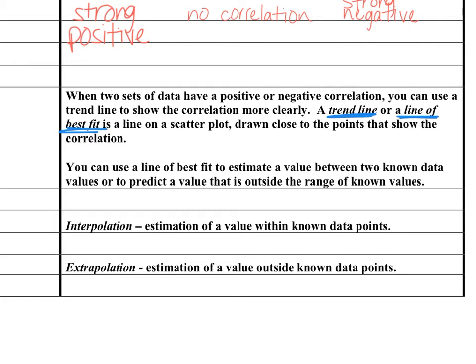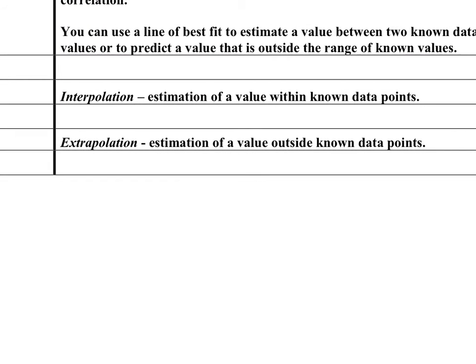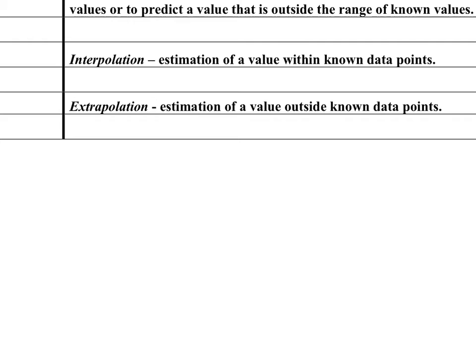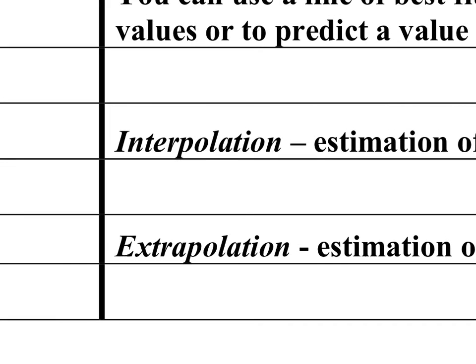So here are our prediction words, and I need you to know the difference between these two. This is most commonly where I see a lot of mistakes, students getting these words mixed up. But if you know your prefixes, then you'll be good to go. Interpolation is the estimation of a value within the known data points. Interpolation: inside the data.